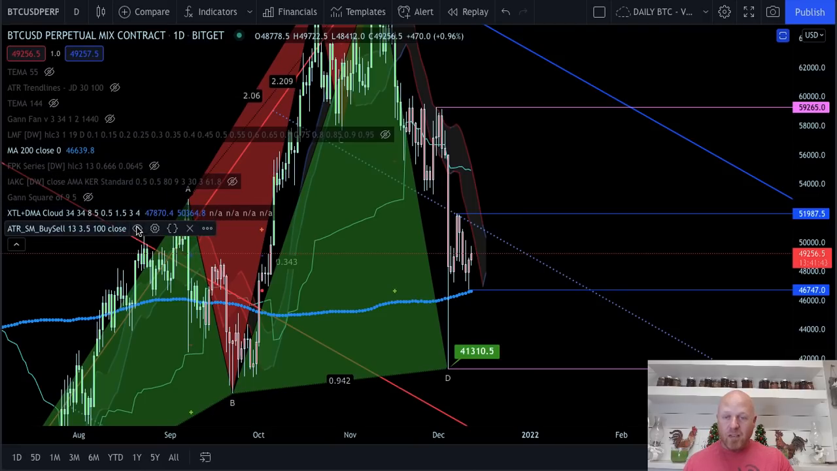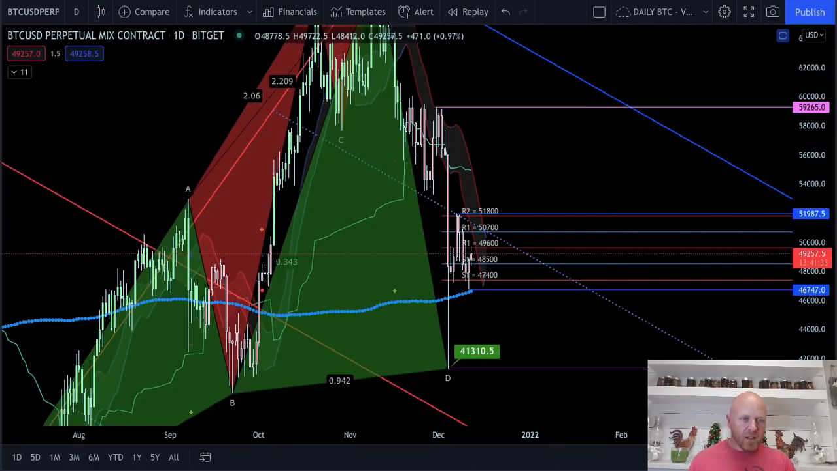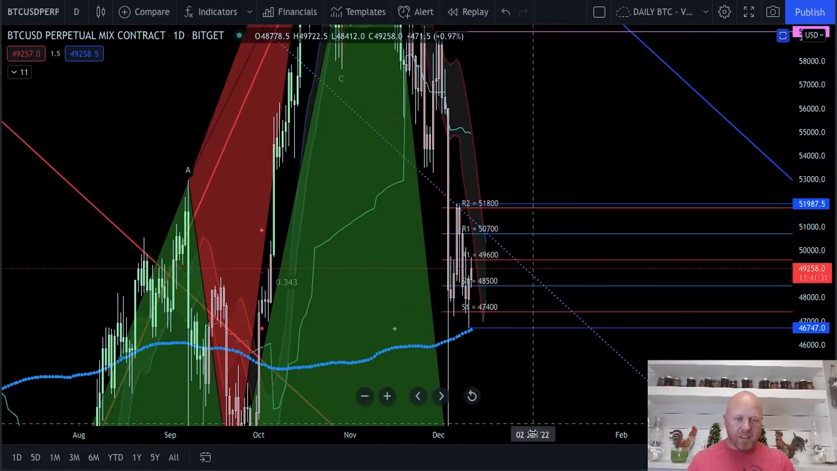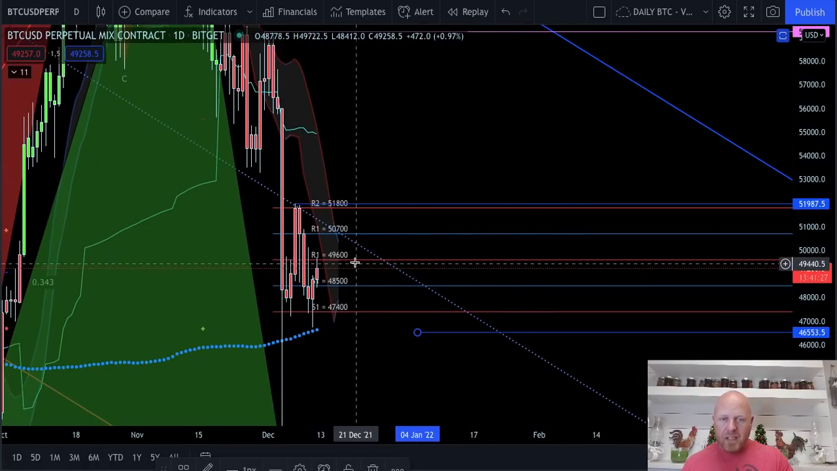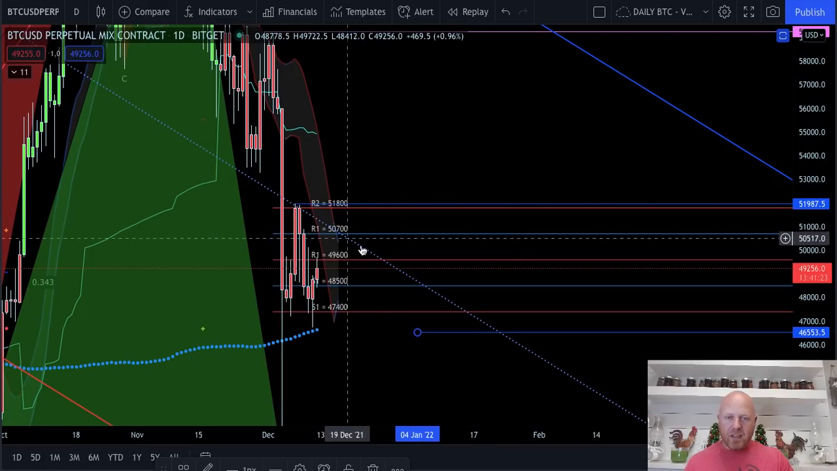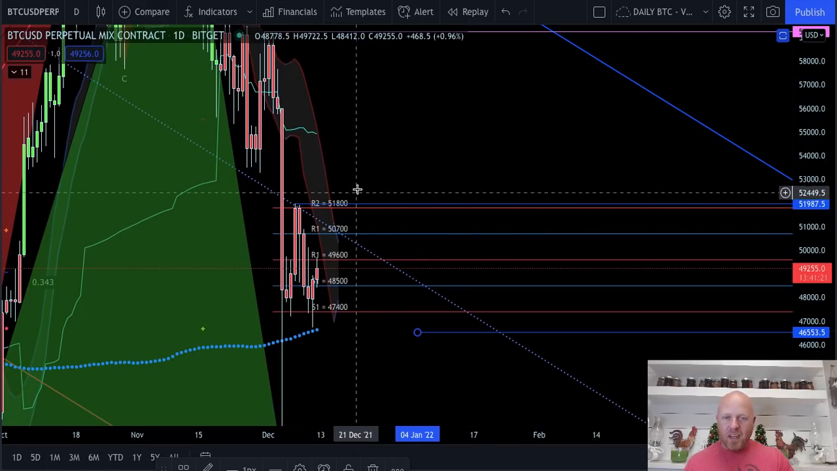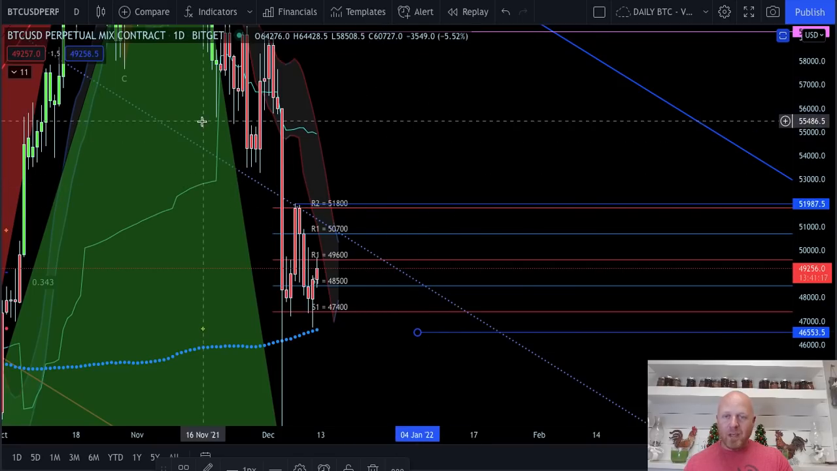So if I look at this, let me go ahead and turn on my Gann Square 9, to get these price targets on the daily time frame. We need to start making progress, get above the 50,700. You can see that would get us out from this 0.5 fib. And then if we get above 51.8, we have much more room to roam in here.